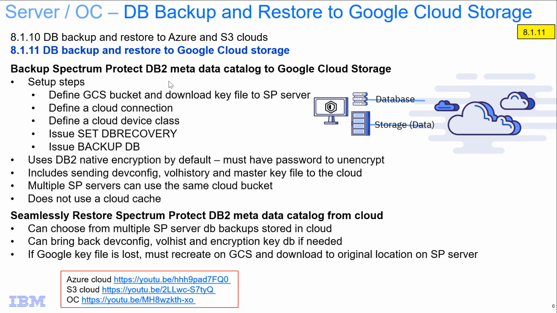the Spectrum Protect metadata catalog, and then he'll go through a couple restore scenarios, including one in which he loses the Spectrum Protect volhist files and devconfig files, and another one where he loses the Google key file and has to re-download it from Google Cloud Storage. So with that, let's get started.